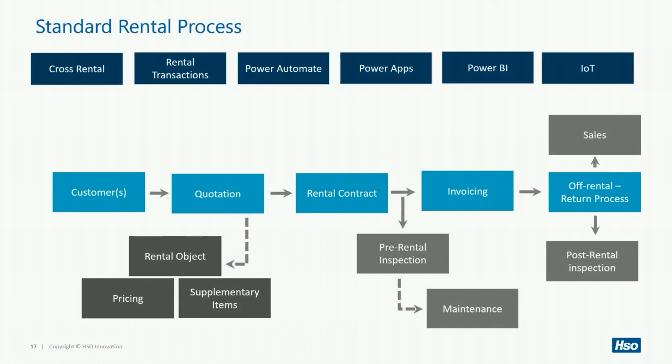If we look at an end-to-end standard rental process, this is the capability that Dynamics Rental Management has. We can offer a quote with a rental object and specific prices and supplementary items to a customer, and that quote could then be converted into a rental contract or rental order. On the rental order, we can do pre and post rental inspections together with our product Dynamics Service Management, so they are fully integrated as well, because they are 2 modules within the ERP system, and that rental contract, of course, can then be invoiced.